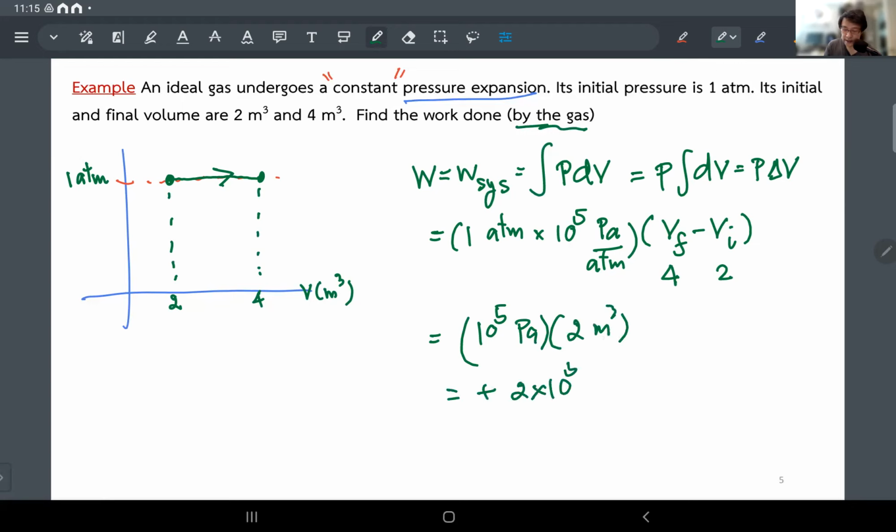What does it mean by positive? It's expansion by the gas, so the gas performs that work itself. Expands. If the question asks you what is the work done on the system, all you need to do is just put a negative sign on the W of the system. That's it. That's how simple it is. Okay, guys? Cool. All right, good.